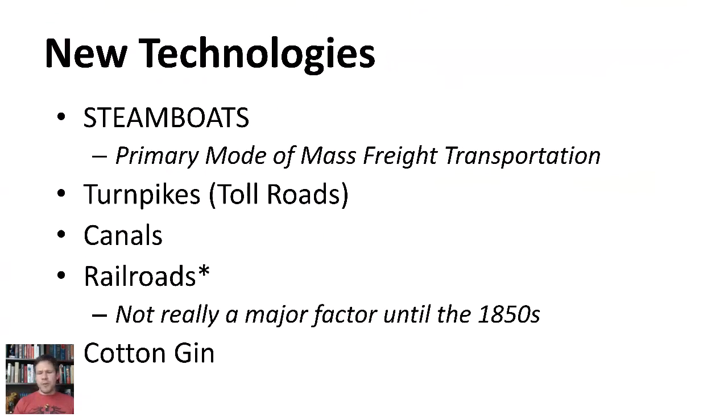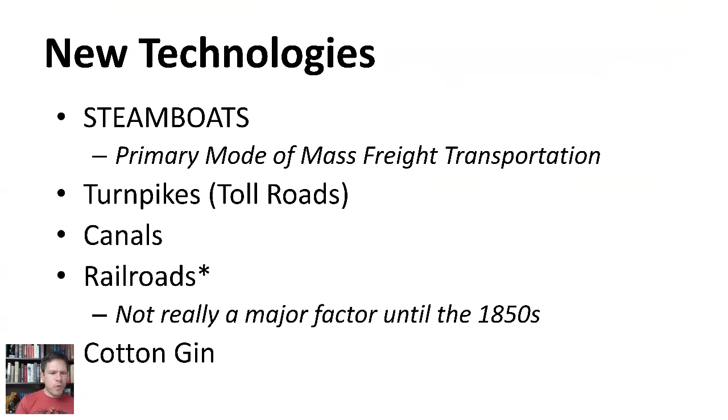Also, canals are becoming a thing, and a lot more of these artificial rivers, and then railroads. Now, what we need to note about railroads is that railroads were not really a major factor until the 1850s, and an even greater factor after the Civil War. But before the 1850s, we're not really going to be talking about railroads in the United States as a serious form of transportation. Now, another thing we're seeing at that time is the cotton gin. So those are new technologies there.